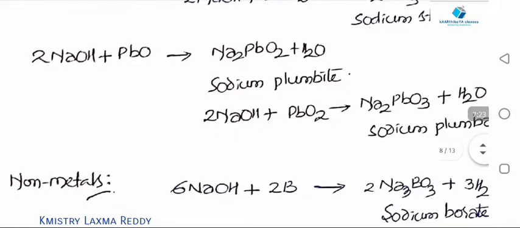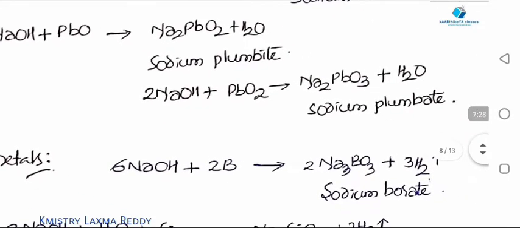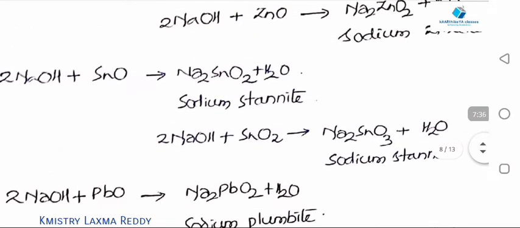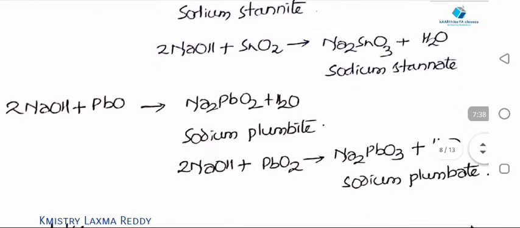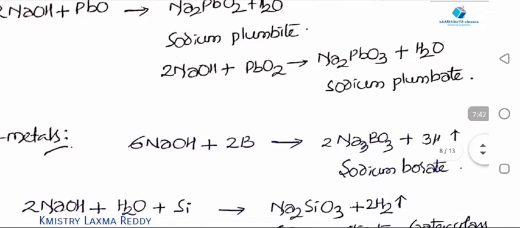PbO gives sodium plumbite, PbO2 gives sodium plumbate. Have a look at these reactions. They are very similar to stannous oxide, stannic oxide, lead monoxide, lead dioxide.